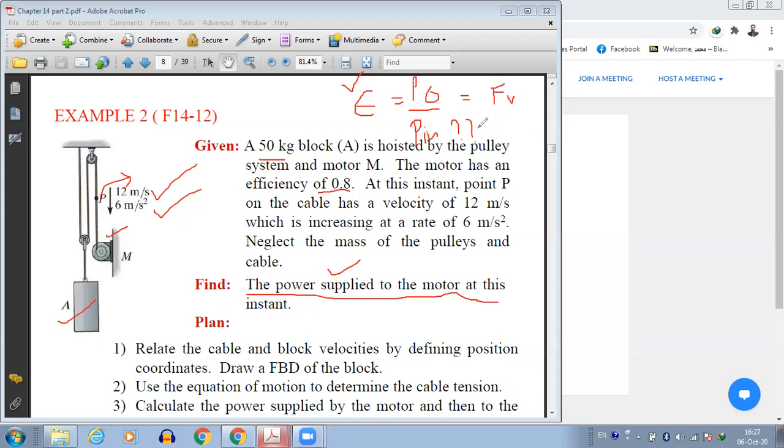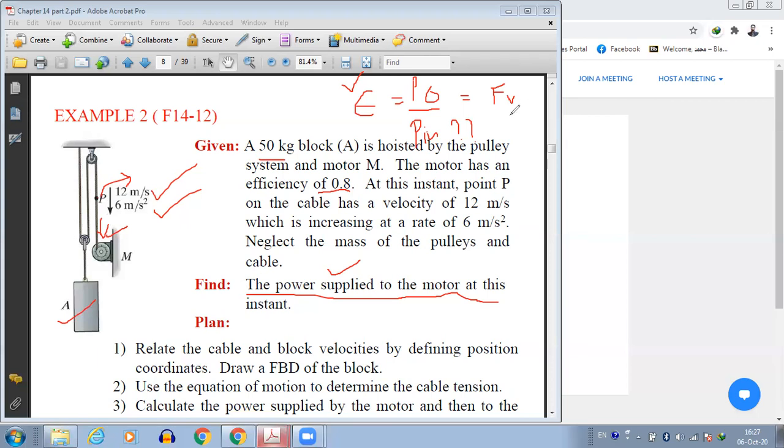Okay, now I'm not going to put cos theta because the motor is pulling the rope in this direction and the rope is also moving in this direction. So the velocity and the force are both in the same direction. So theta is 0, so cos theta is 1. So I'm just going to write FV. This is the power.